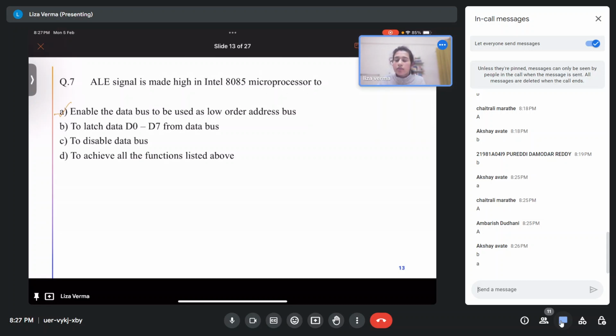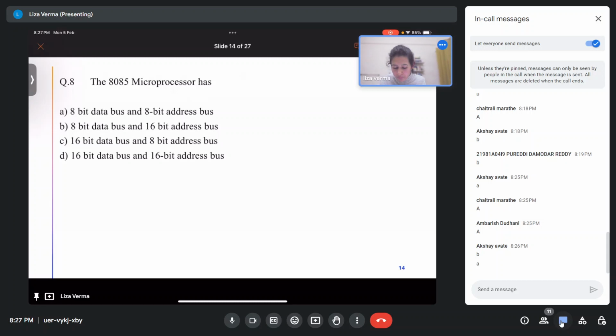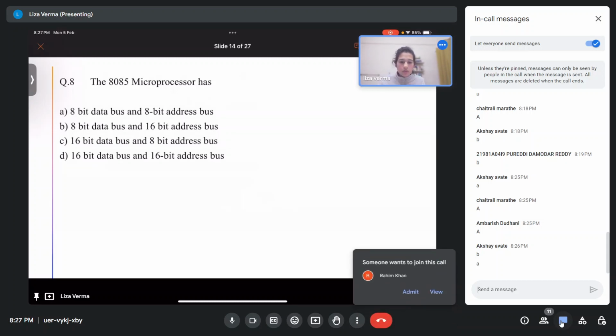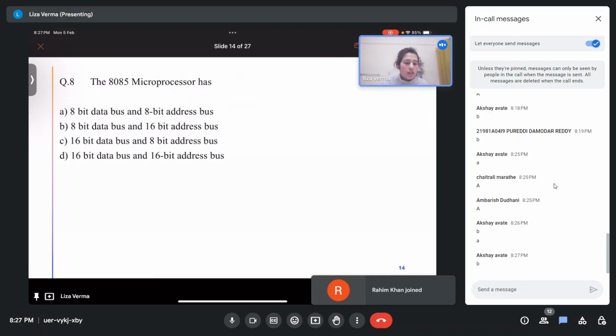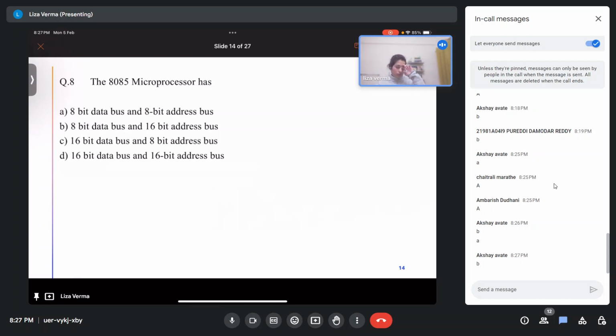Everyone clear on this? Yes, ma'am. Okay, next one. 8085 has which of these combinations of address bus and data bus? I think there's no doubt about this. It is an 8-bit data bus and a 16-bit address bus. Right.